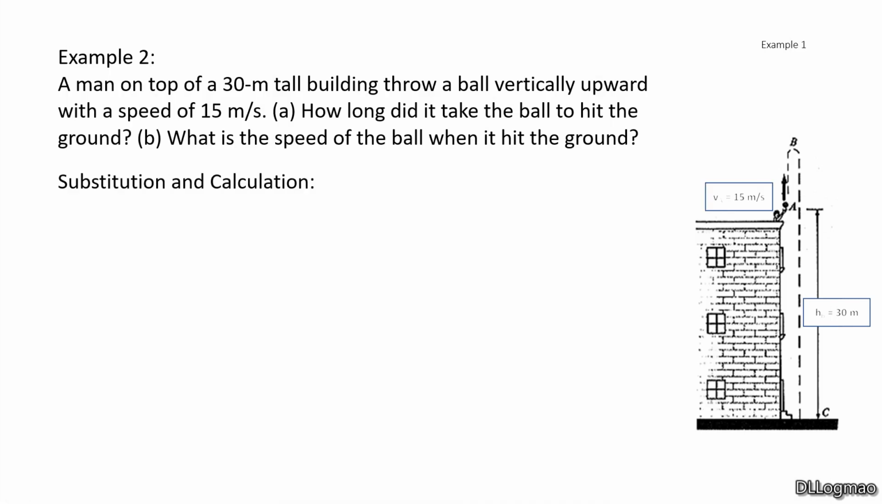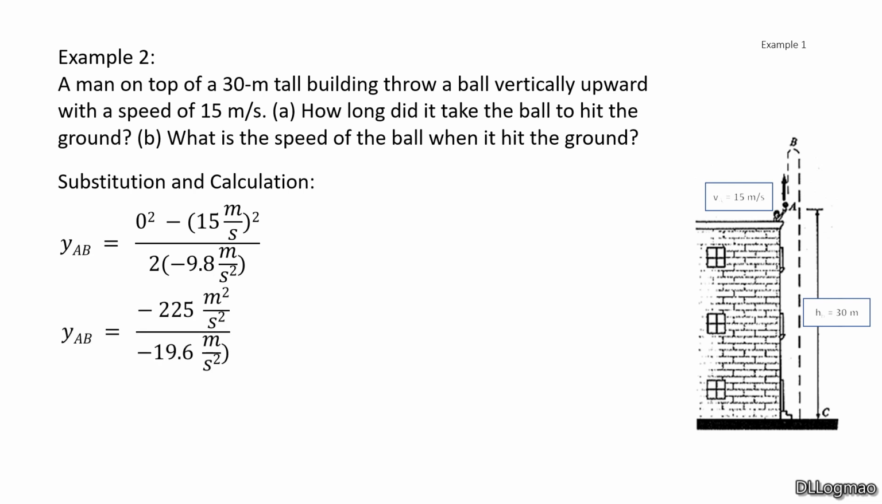Substitution and calculation. Substitute the given velocities at point B, 0, and velocity at point A, 15 meters per second, and acceleration due to gravity, negative 9.8 meters per second square. Perform the operations. Y sub AB is equal to 11.48 meters. The distance traveled is positive because the ball moves upward.